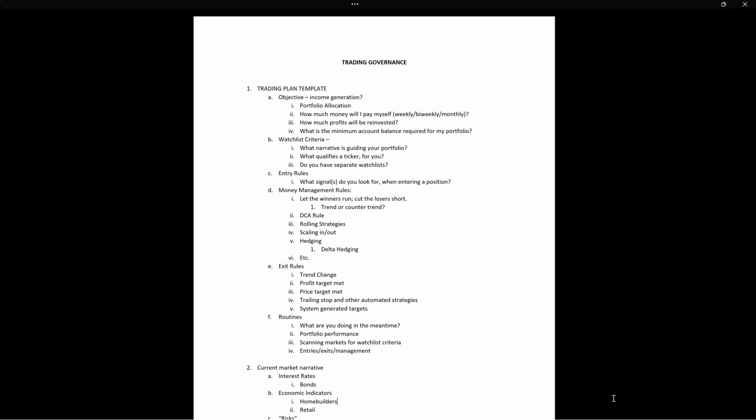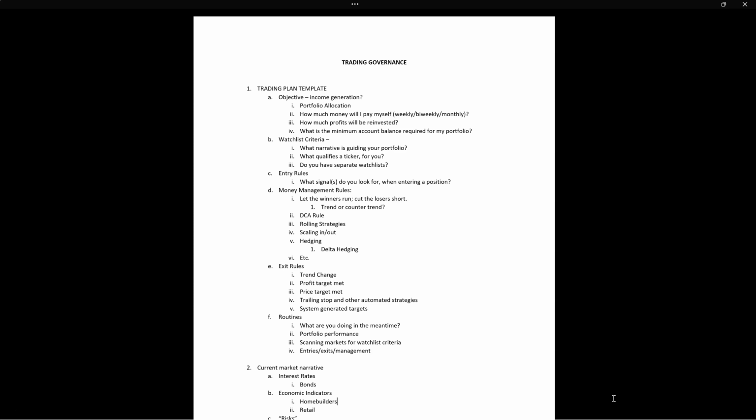And then the last part is routine. So what are you doing in the meantime? You got your objective defined, you got your watch list criteria defined, you know what narrative is guiding your portfolio. When you're doing your routines, you're assessing your portfolio performance. So basically, you're going through all of the sections of your trading plan template to assess your overall portfolio health. You're scanning the markets for any other watch list criteria. You're managing your portfolio. Do I need to take off some risk? So that's the whole routines part of it, it puts it all together.